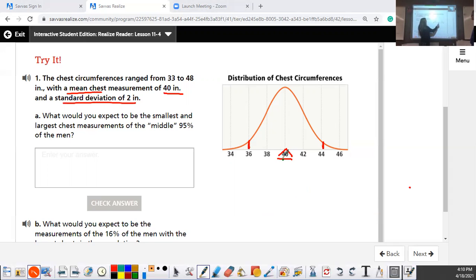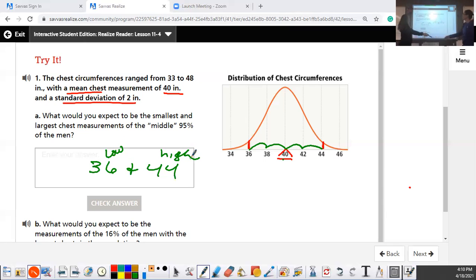So 40 was our mean. And then we did 1 hop of 2 inches, 2 hops of 2 inches, and now we're 2 standard deviations below. And on the right, 1 hop of 2 inches, 2 hops of 2 inches. They just happen to have these labeled by 2, so that works. I like to do that when I build my own graphs, labeling the standard deviations away. So here we would say the smallest would be 36 and the largest would be 44. If you put all those people in a room, you've got 95% of the people in between here.